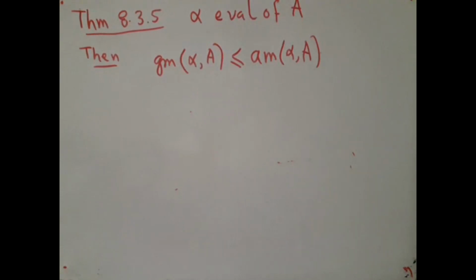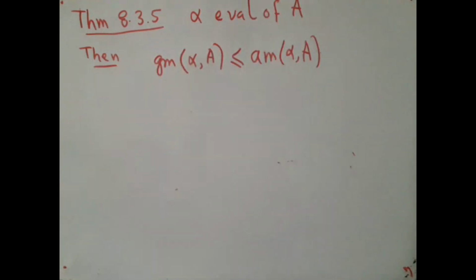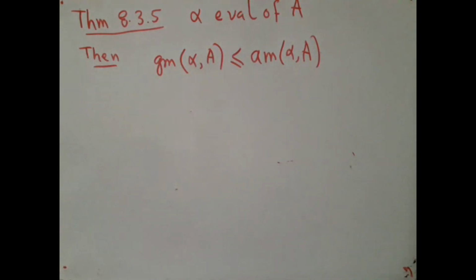Theorem 8.3.5. We take any matrix, any complex square matrix A, and alpha is any eigenvalue of A. Then the geometric multiplicity of alpha must be less than or equal to the algebraic multiplicity of alpha. So we again have a GM less than or equal to AM inequality.